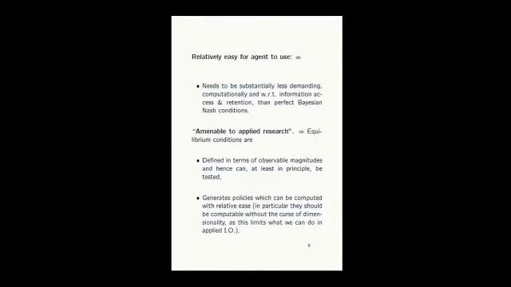So what I mean by relatively easy to use, it's got to be less demanding on the agent, and less demanding both from a computational point of view, what the agent would have to compute in order to get his optimal policy, okay? And with respect to the information access and retention that the agent would have to hold to do those computations, okay? Then perfect Bayesian Nash conditions. If you don't know what that is, I'll explain it when I get there, okay? But that's been the typical set of conditions used in the theory literature.